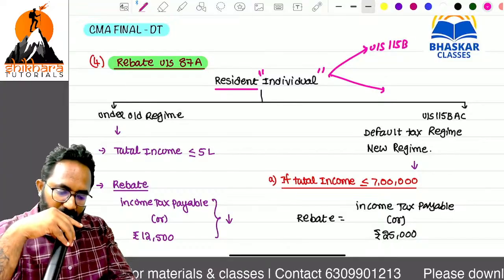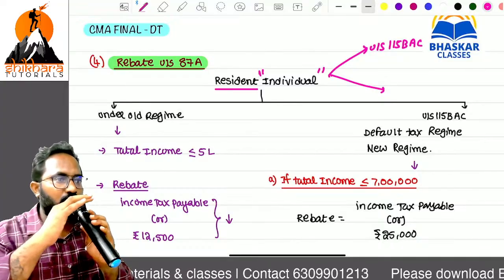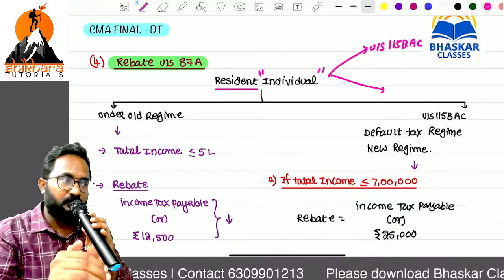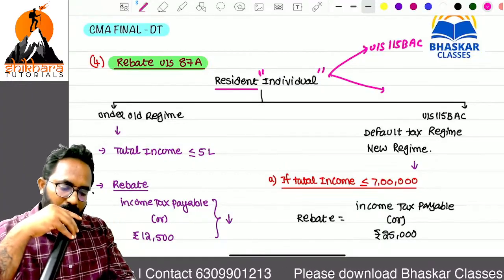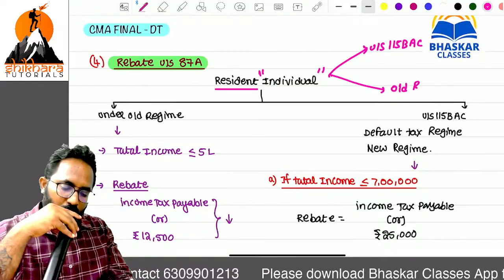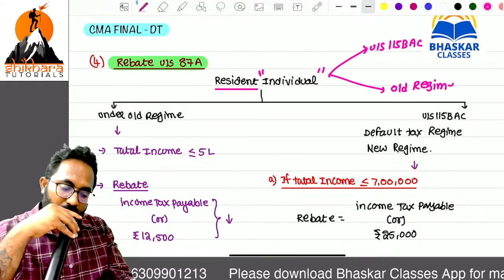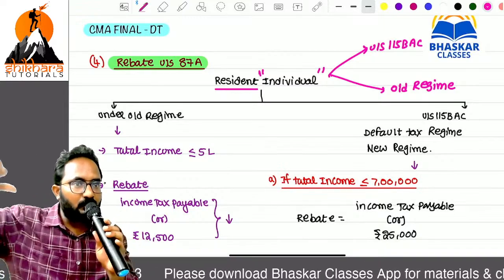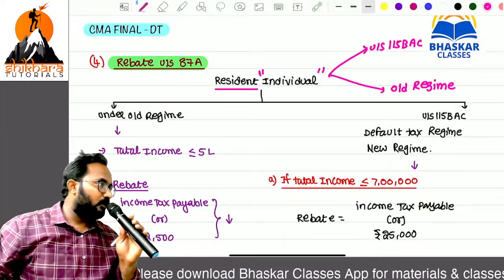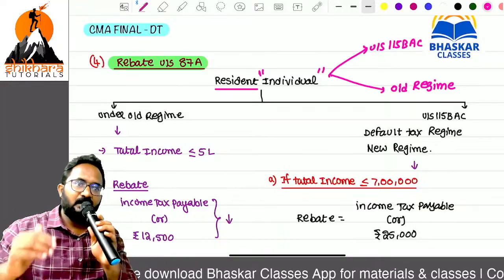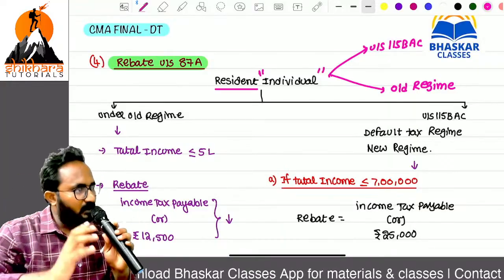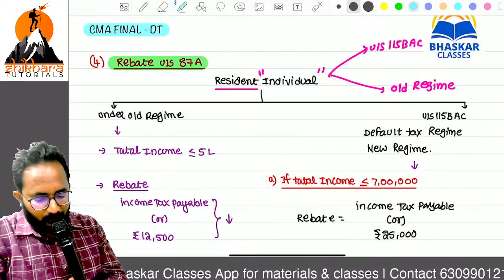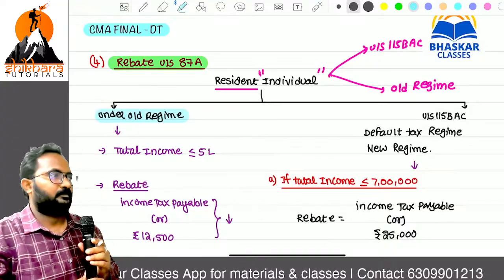115 BAC. Sir, I don't want to follow 115 BAC. Can I opt out or shift out from this, ma'am? Yes, then you can follow the old regime also. Now the rebate is eligible for both the regimes. Whether you are following the default tax regime or the normal tax rate, either way you will get the rebate. So now suppose the SSE is following the old regime.